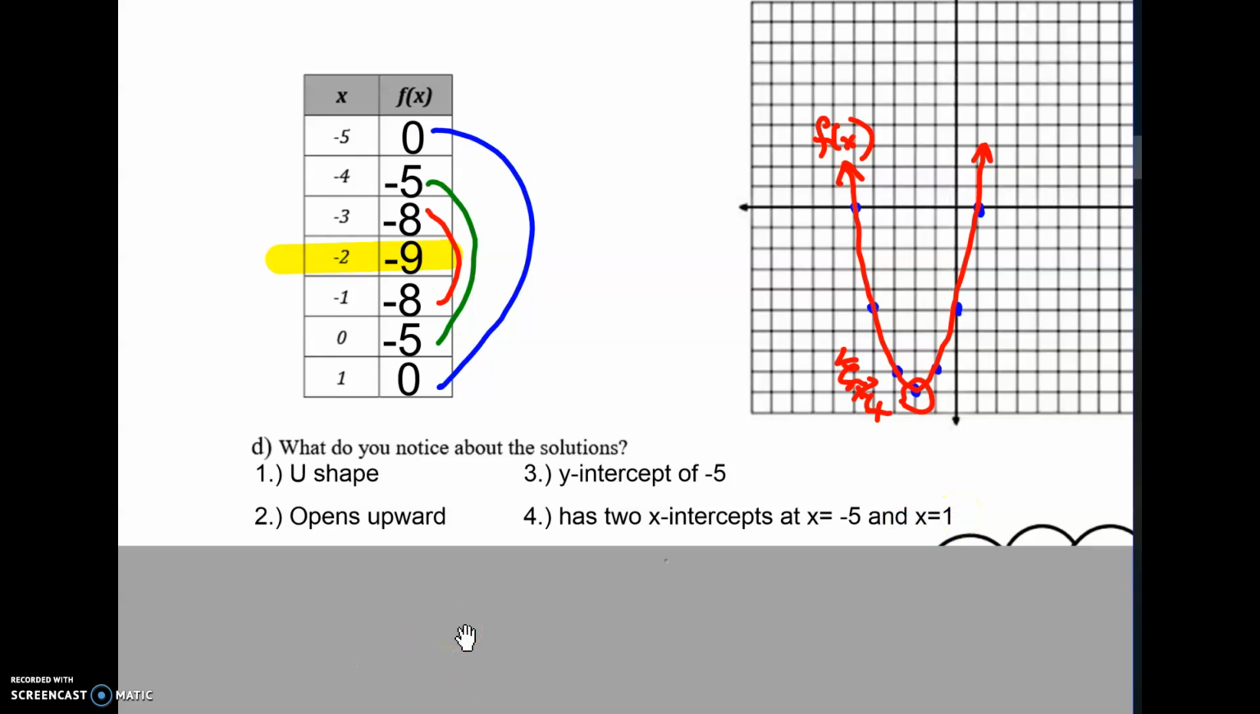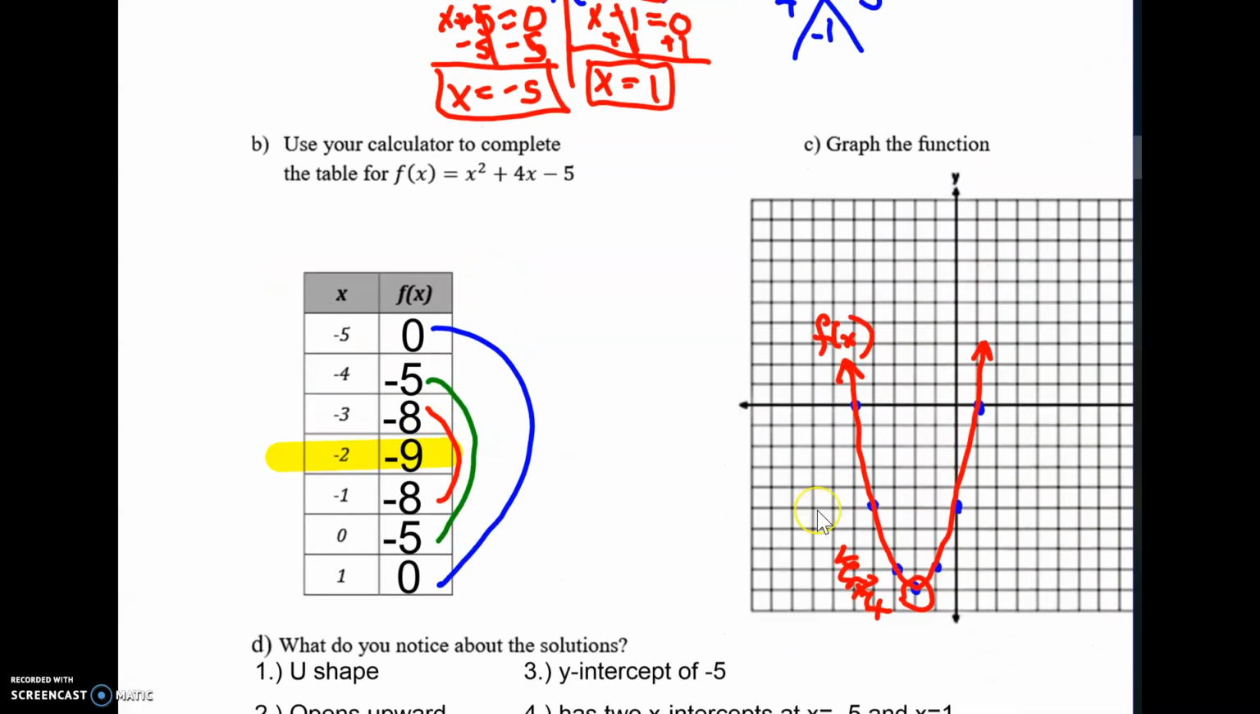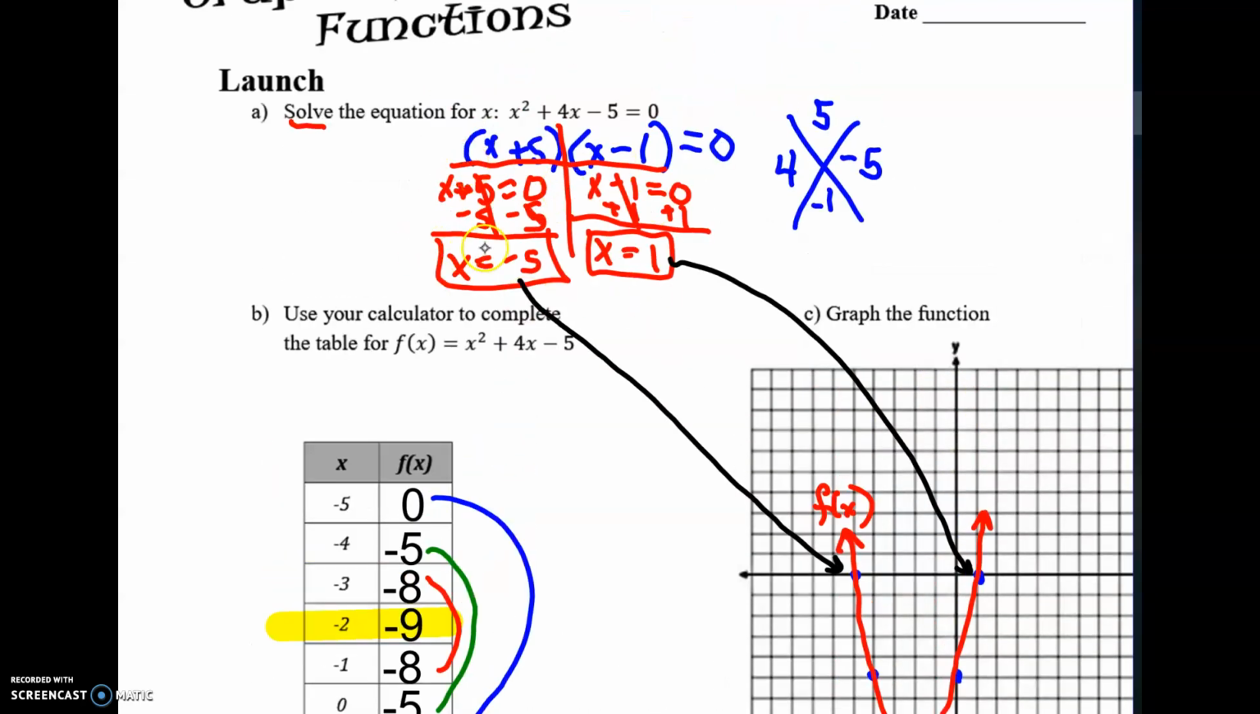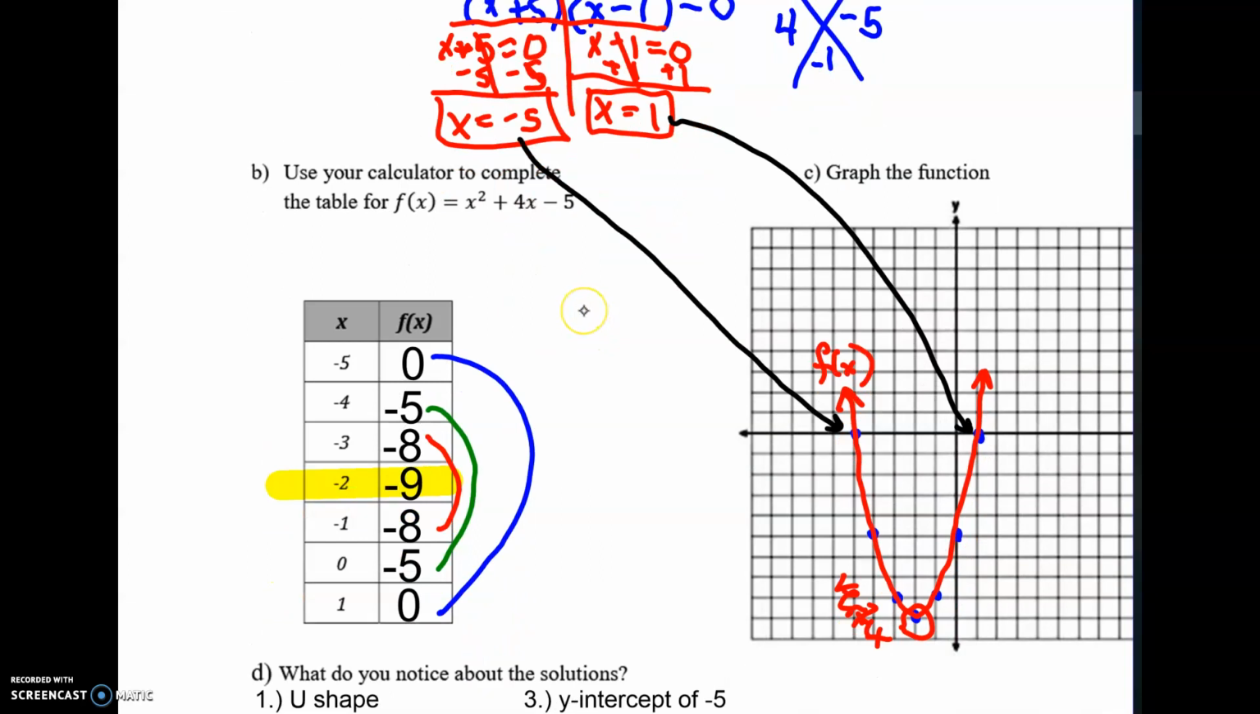Remember, I had told you that those numbers are going to come up again. If I scroll up, you'll notice that these two solutions we found algebraically before are where the graph crosses the x-axis. So here it's going to cross at -5, and here it's going to cross at 1. So when we solve algebraically, what we're actually finding are the 2 points where our graph is going to cross the x-intercept or cross the x-axis.